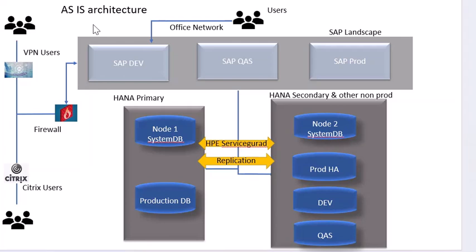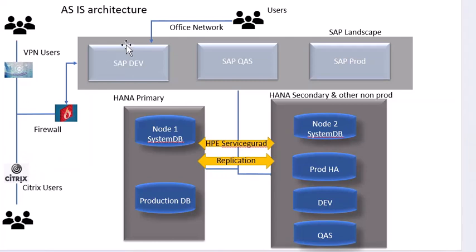As I told, the customer is already having an existing landscape, existing systems. The customer has three types of users here: VPN users, Citrix users, and Office network users. Office network users will connect to the Office Wi-Fi and then directly access their SAP systems, whereas VPN users and Citrix users are third-party users, or you can say vendors. They will connect through a VPN or through Citrix via firewall.